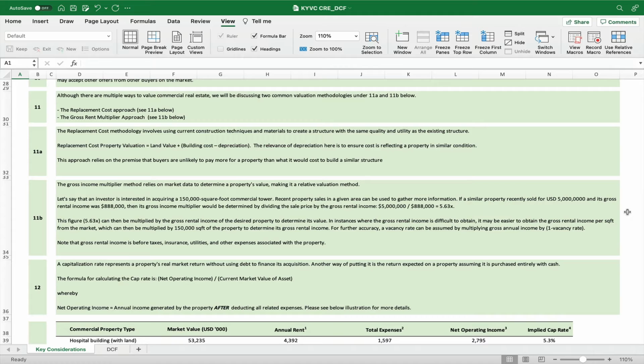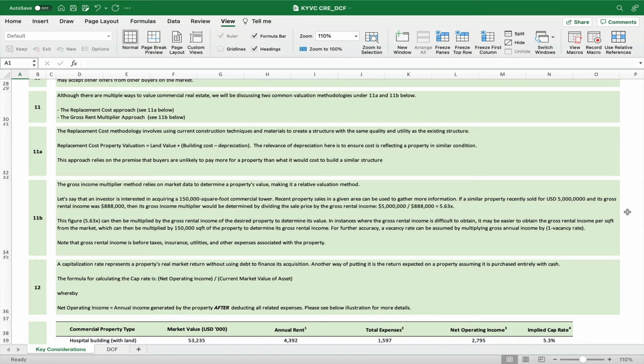So it's like a relative valuation method. Let's say an investor is interested in acquiring a certain commercial tower. What they would do using this technique is look at recent property sales in a given area to gather more information. Let's say a similar commercial tower recently sold for $5 million and that its gross rental income was $888,000 per annum.